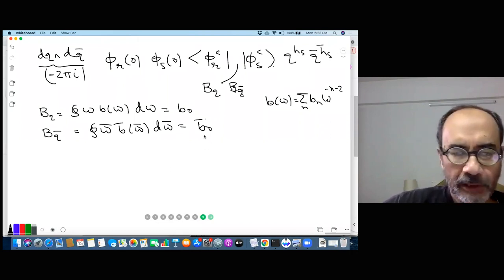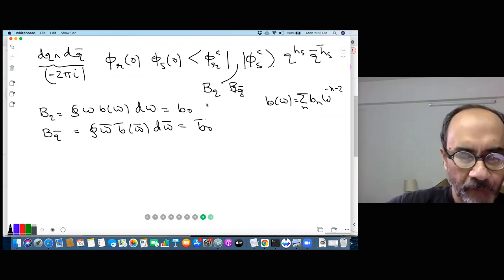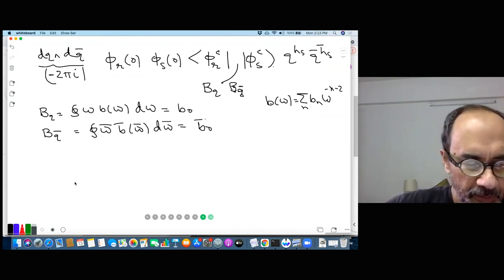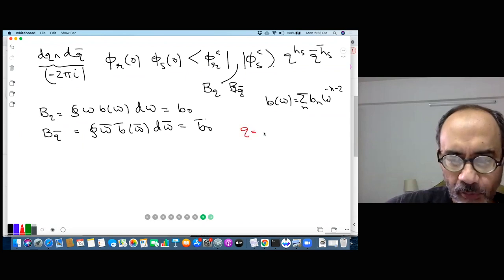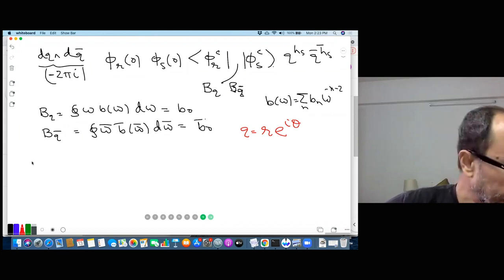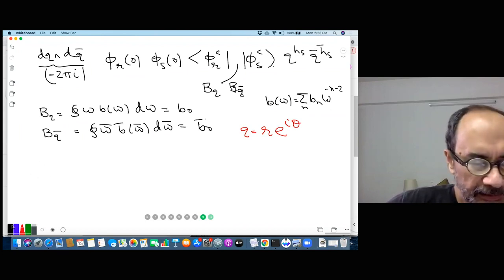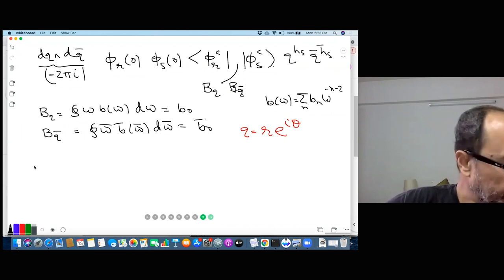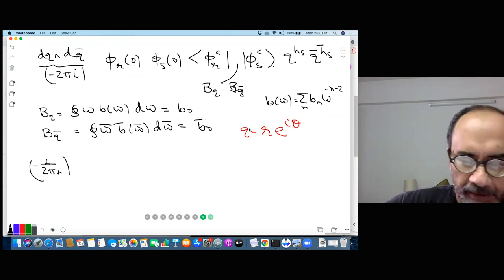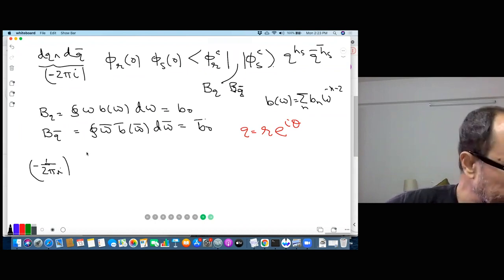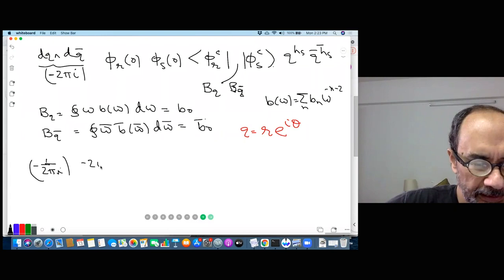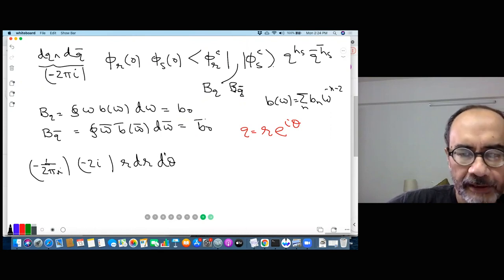So now we are going to change variables and write it in a simpler form. We introduce r theta variables. So q we write as r e to the i theta. So this can be written as minus 1 over 2 pi i. Once you have this, dq dq bar becomes minus 2i r dr d theta. I forgot one important thing.